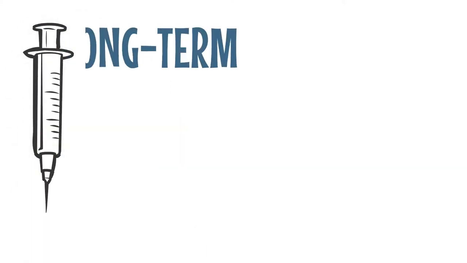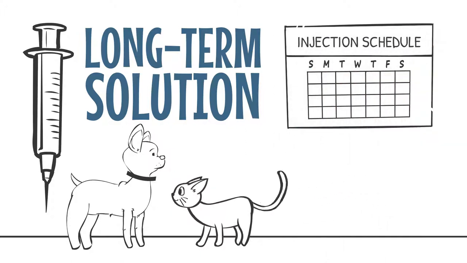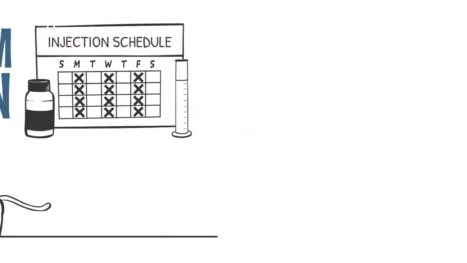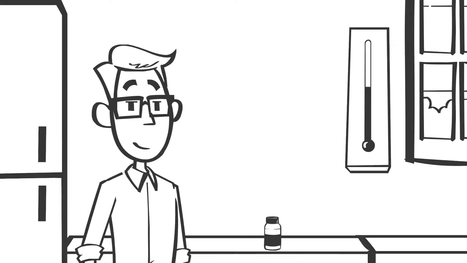Injections are a natural, long-term solution for pets with allergies. Your injection schedule indicates which volume and vial to give on specific days. Store vials in your refrigerator. Bring the allergens to room temperature.